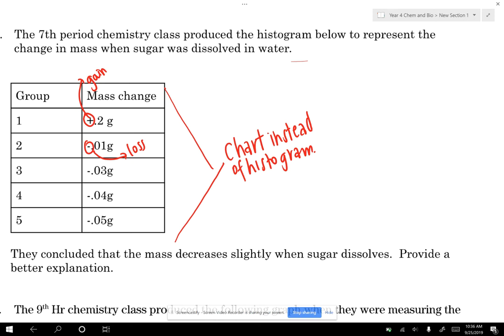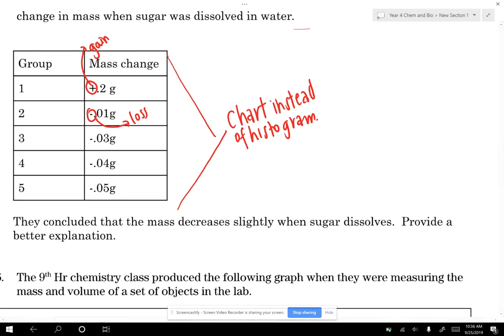It says that the 7th period chemistry class produced a chart below for change in mass when sugar is dissolved in water. They concluded the mass decreases slightly when the sugar dissolves because they see this. Provide a better explanation. What I mean is that we have to use our knowledge of conservation of mass.